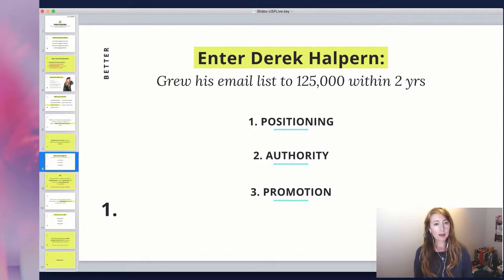But he was talking to Ramit Sethi about this, and he said that there were 3 things that he focused on in that time period to skyrocket his list growth to 125K. So it was positioning, authority, and promotion. For positioning, he said he didn't want to be a Me Too blog. He didn't want to say the same things that everyone else was saying.